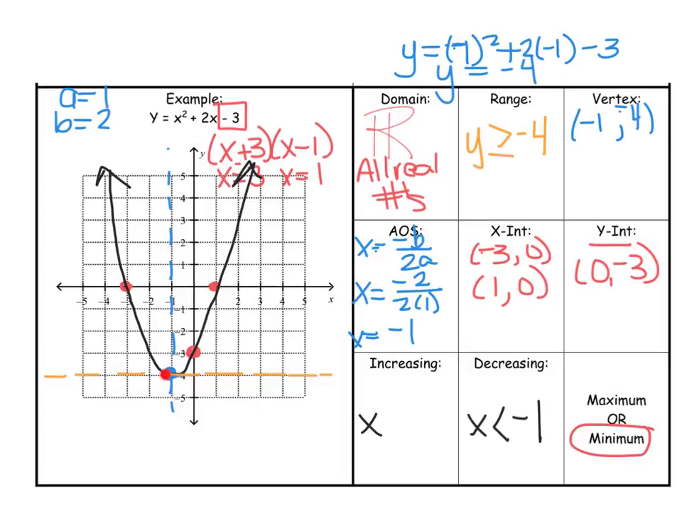And then that turning point brings us to the increasing part of the interval, and that is everything that is greater than negative 1. So x is greater than negative 1 is my increasing interval.